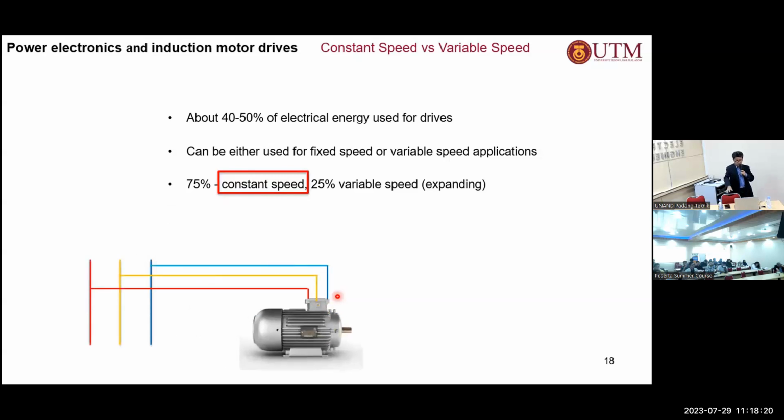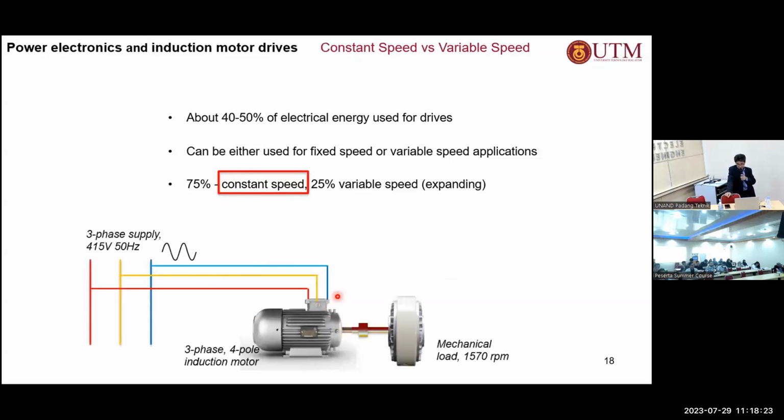Constant speed is simply, for example, you have a three-phase voltage supply which comes from the utility, and then you directly connect that three-phase voltage supply to the induction motor, right? And we know that the frequency of the system in Malaysia as well as in Indonesia is 50 hertz, which means that you cannot control the speed of the induction machine. If you connect it directly to the utility supply, it can only run close to the synchronous speed, right?